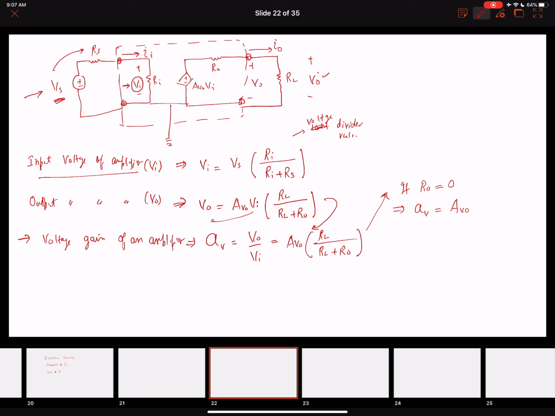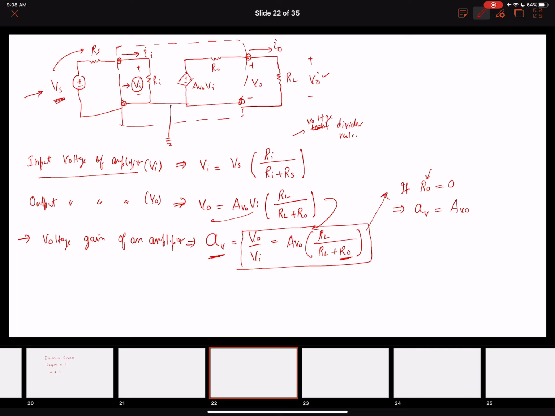Essentially, if I look at this equation, what this Ro factor was doing is kind of decreasing my voltage gain, Av. So the smaller my output resistance is, the less decrease there will be in my gain compared to Avo. Okay.